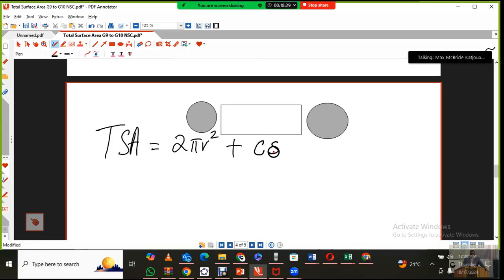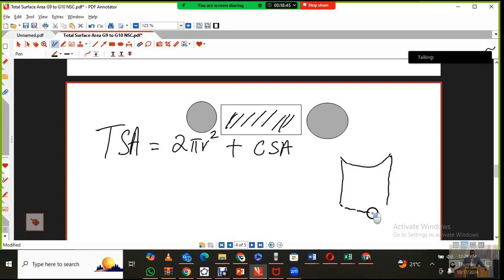plus the curved surface area. So you see this rectangle? That rectangle is like the curved part. It's something like so. It must go around, so it is this height. If the cylinder has a height, what do you call this distance? You see this distance here? It should come around this circle. So what do you call that part?